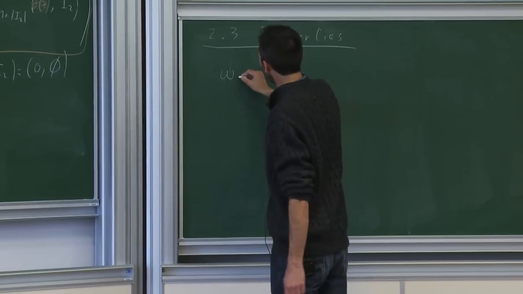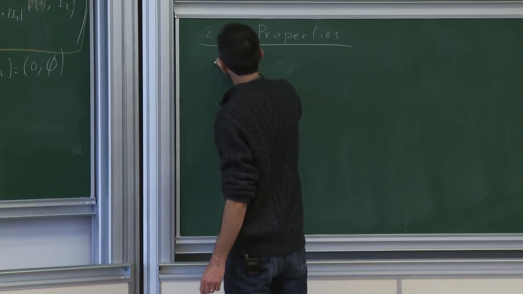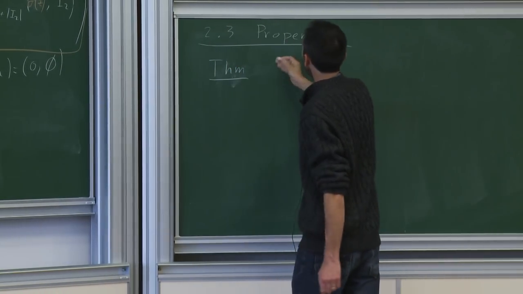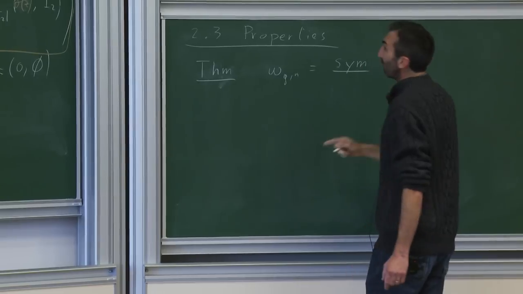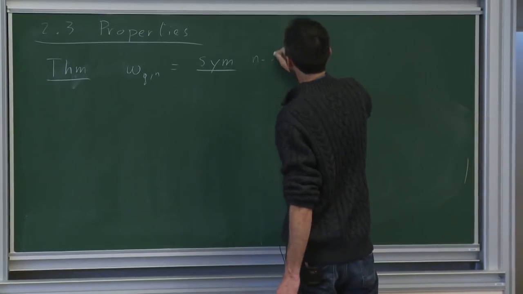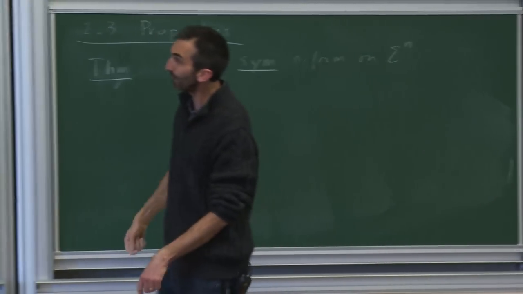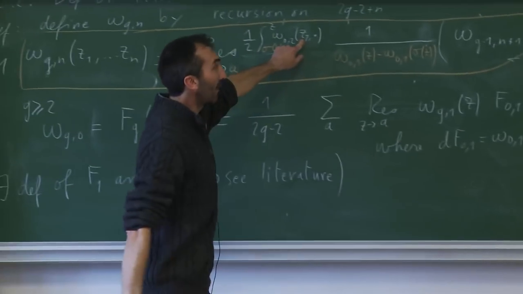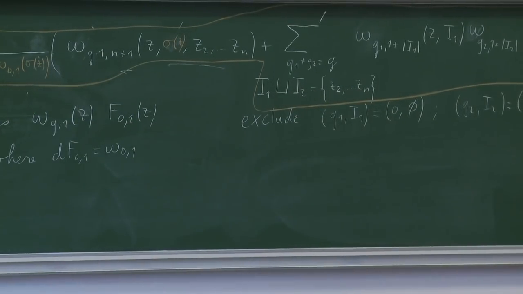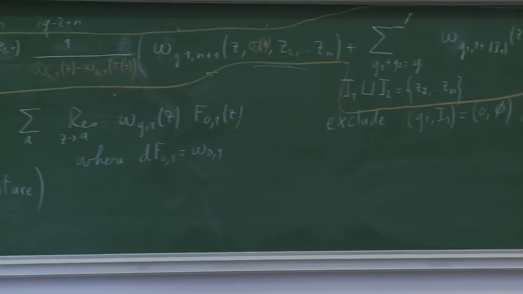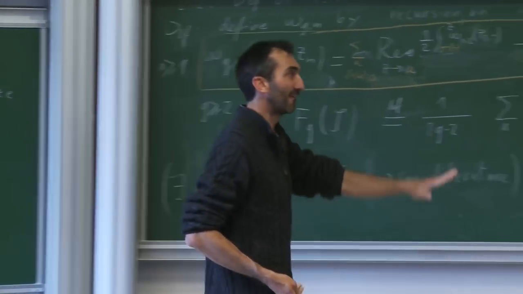So technically, omega gn is a symmetric form on sigma to the n. So that's a theorem. That's not trivial from the definition. It's not obvious from the definition because Z1 seems to play a role totally different from Z2 up to Zn. It seems to play a totally different role, but it's always symmetric. It can be proved by recursion. Yeah, I'm going to write it.